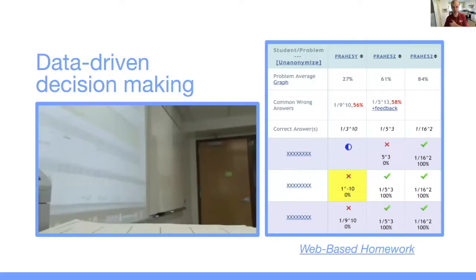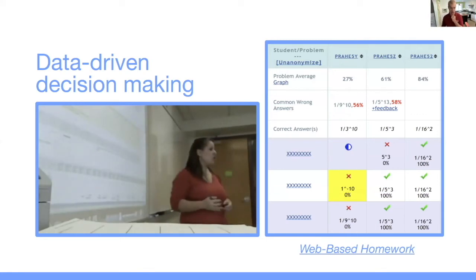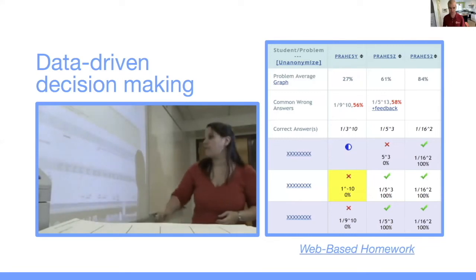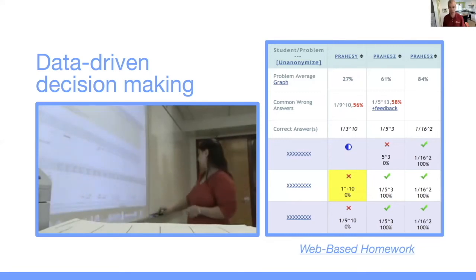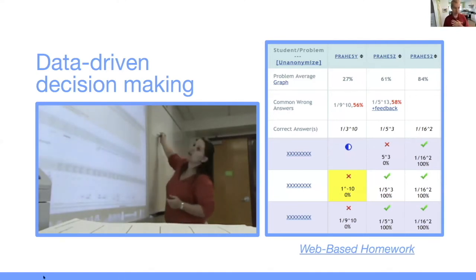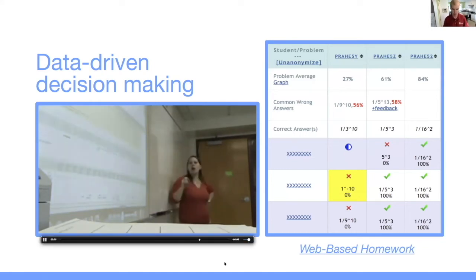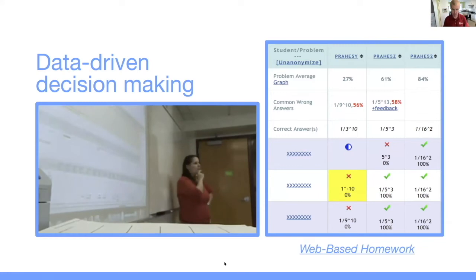Here's our experimental condition. Okay, so we're going to go over your homework from last night. If you want to get out your sheets, a couple of questions I noticed we did pretty poorly on. The question we're going to look at is this one here: 3 to the negative 2 times 3 to the negative 8. A common wrong answer was 1 over 9 to the 10. What's wrong with 1 over 9 to the 10?